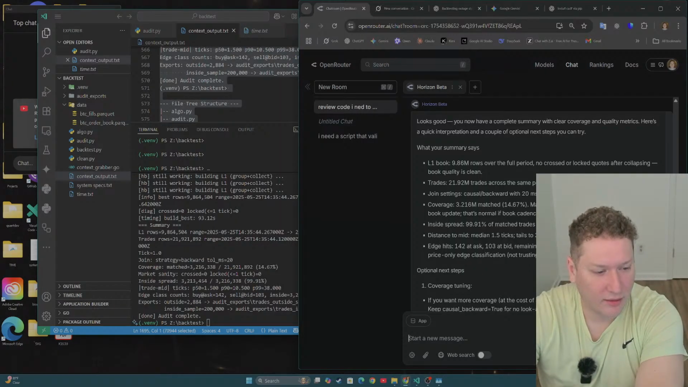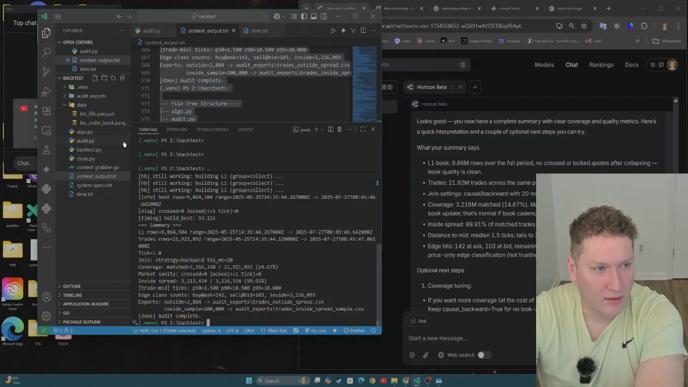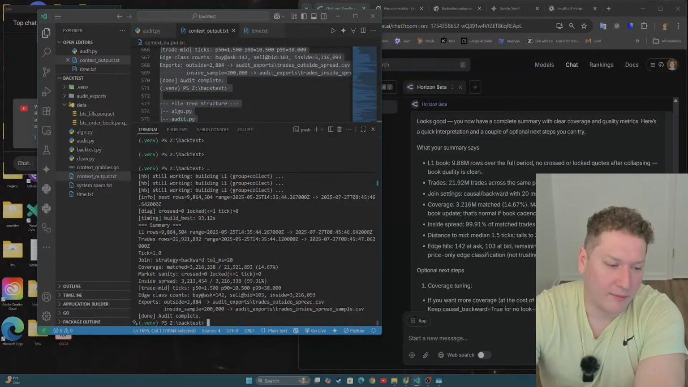So did the coverage go up? Coverage, oh. After, okay, many of the trades occur more than 20 milliseconds after the last update. That's normal if book cadence is relatively sparse versus trade frequency. Okay, I think that's where we're getting at.